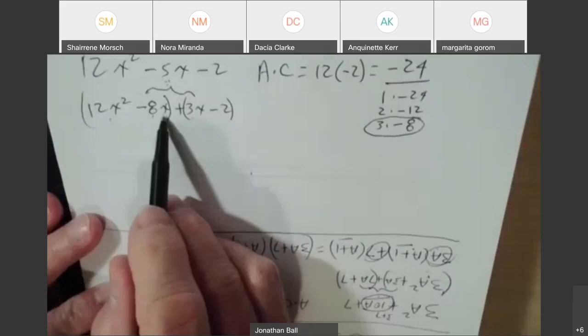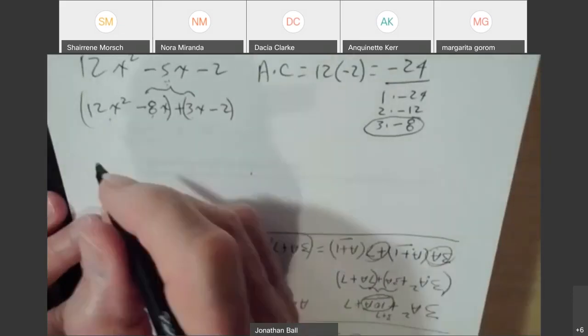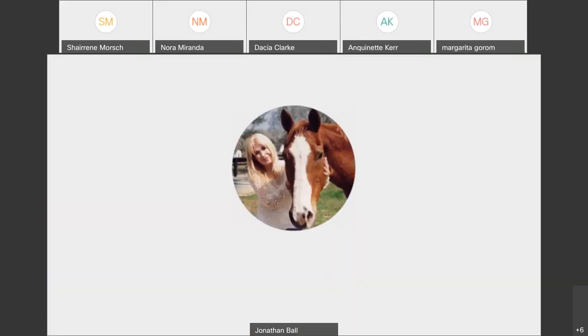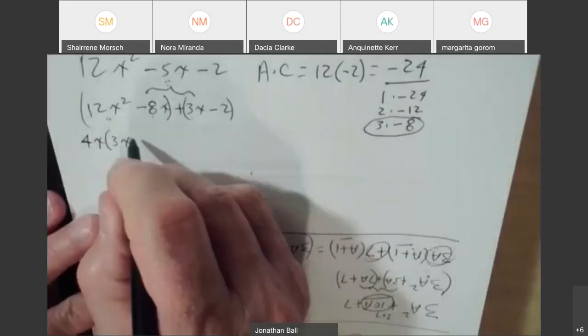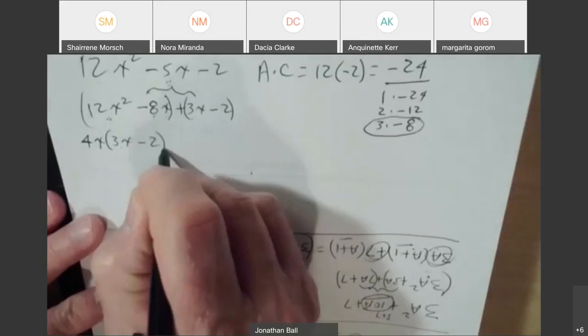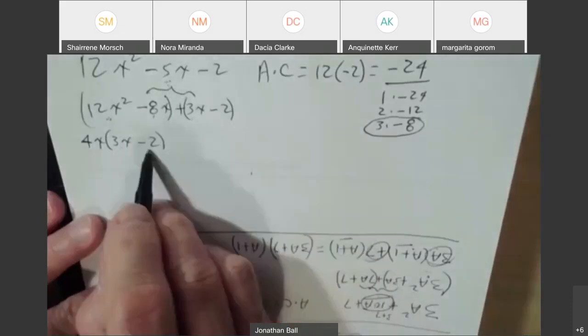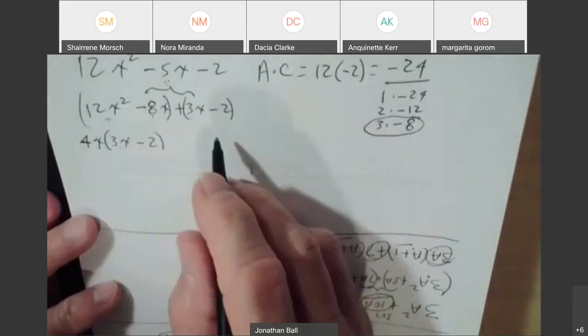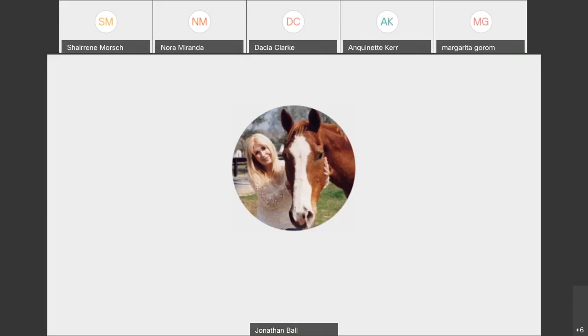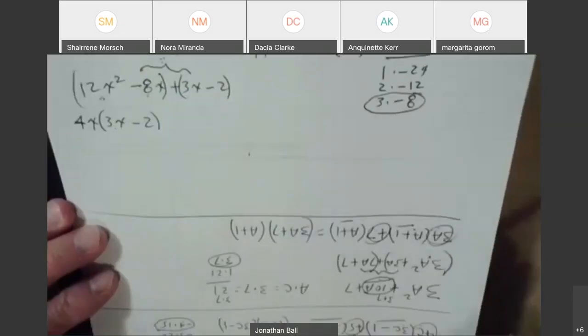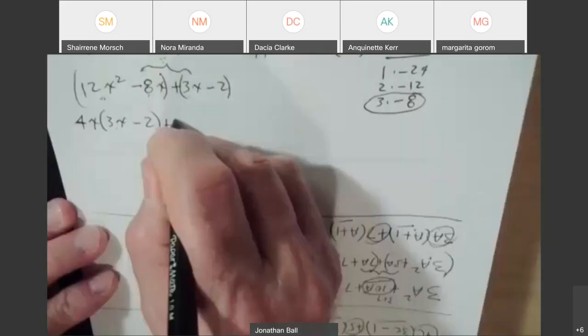And what can we factor out of here? It's like 4x. 4x times 3x is 12x squared, that's right, minus 2. 4x times negative 2 is negative 8x, that's right. What can we factor out of here? This is the one, for me anyway, that was kind of tricky. We have to have a factor. 1. Open. X minus 2.